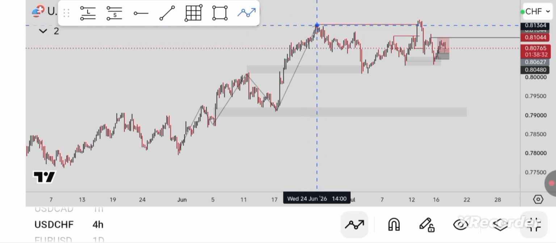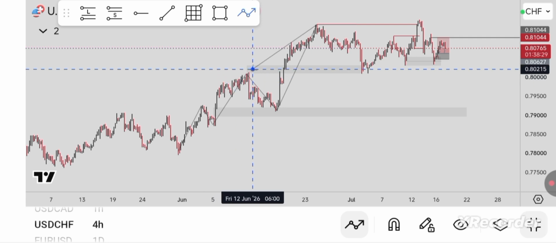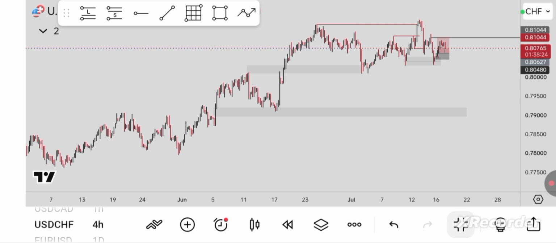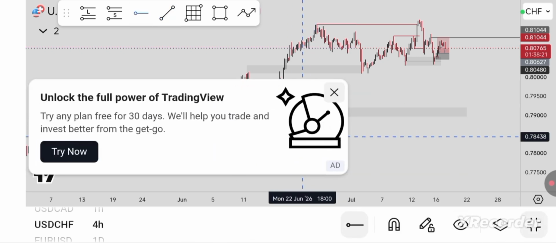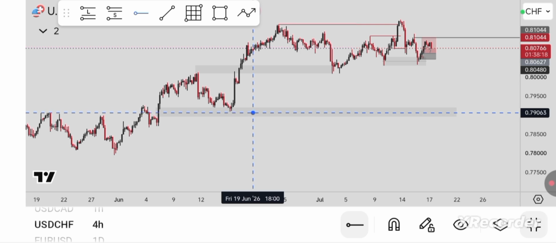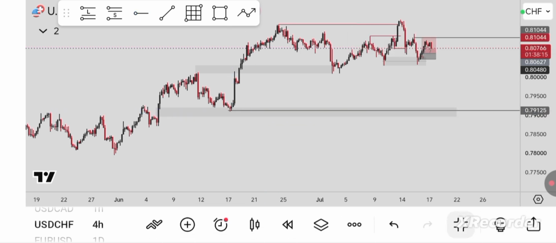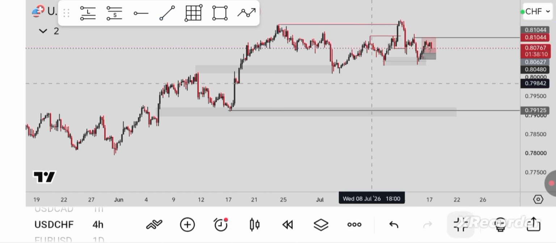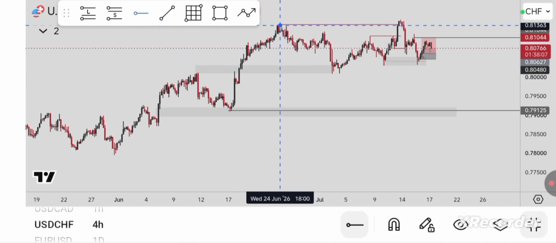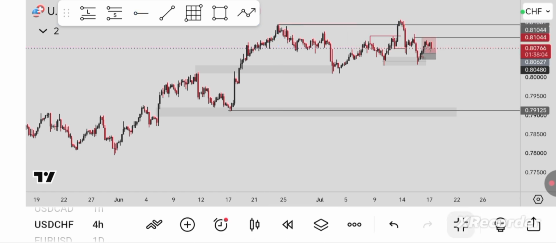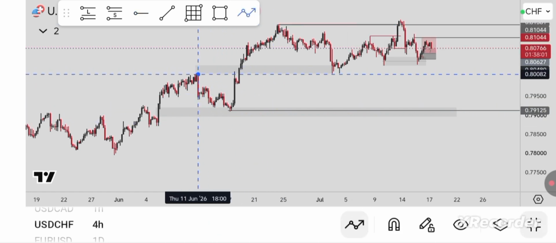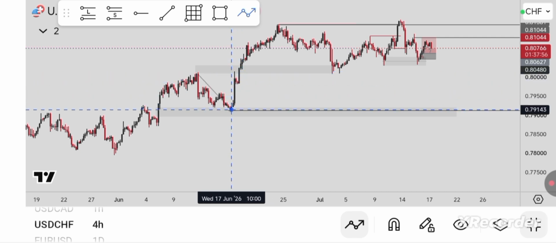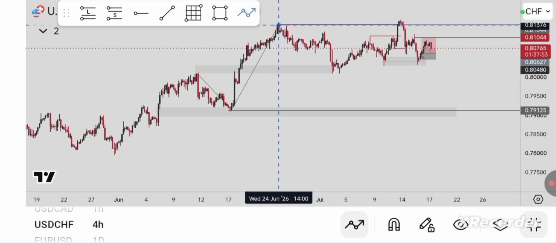When the market was here at this level, this was our recent structure. Look at it. This was our recent structure, from this low to this high, because the market already broke structure here. As you can see, the market broke structure here already. So from this low to this high is our recent structure.